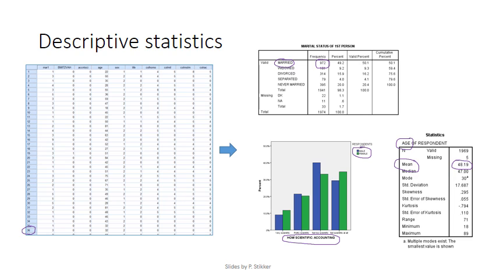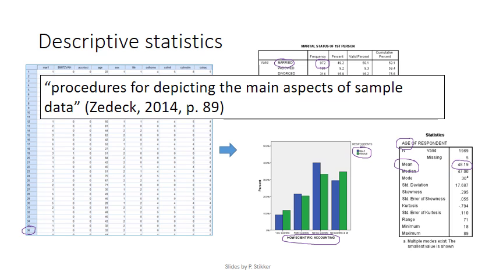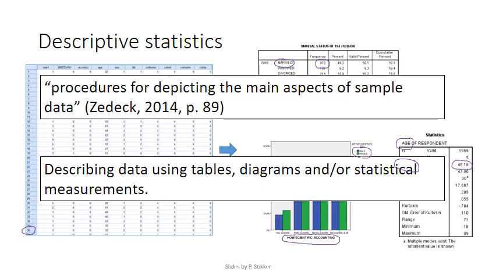To some extent, what we're doing here is trying to describe the data, hence the name descriptive statistics. The APA Dictionary of Statistics and Research Methods defines it like this: procedures for depicting the main aspects of sample data. I myself would summarize it as describing data using tables, diagrams, and/or statistical measurements.